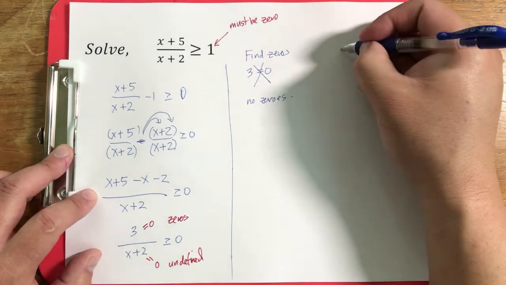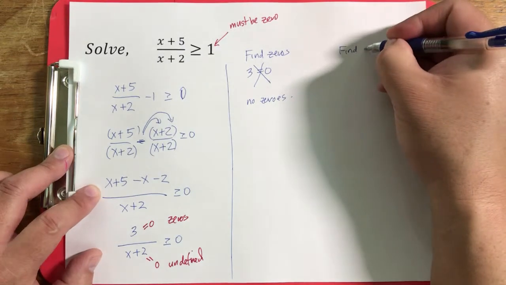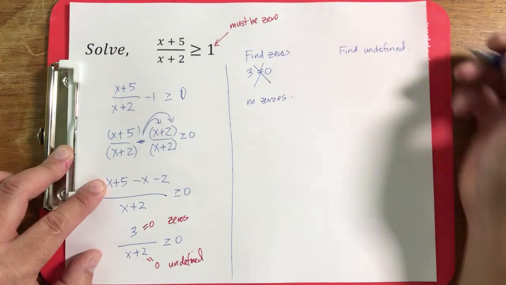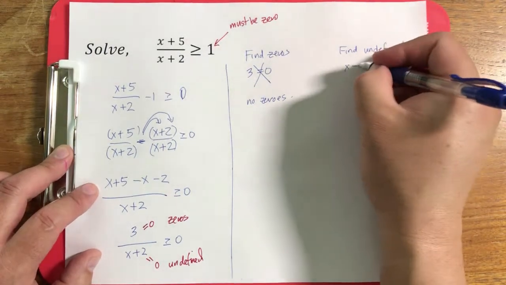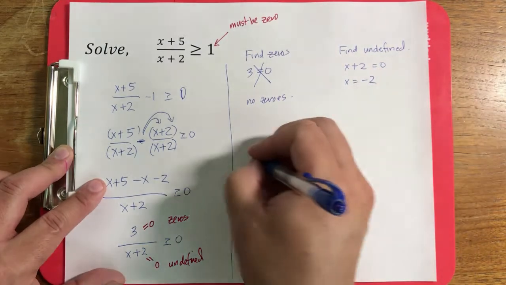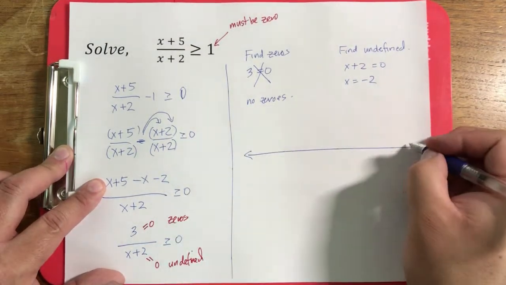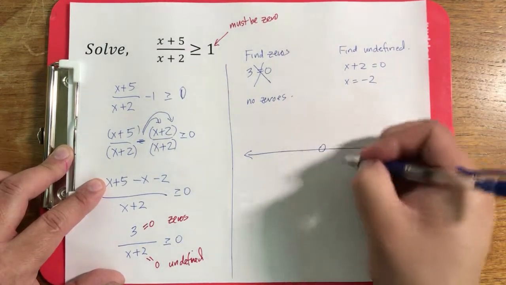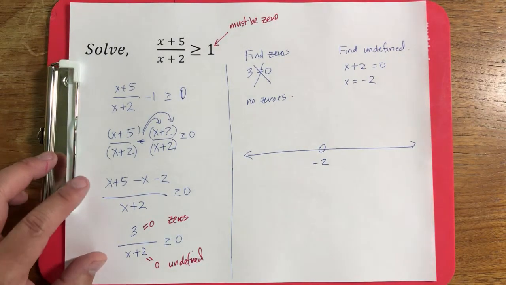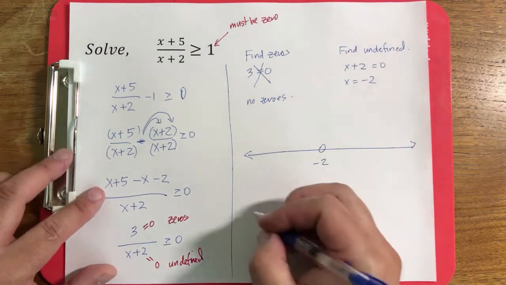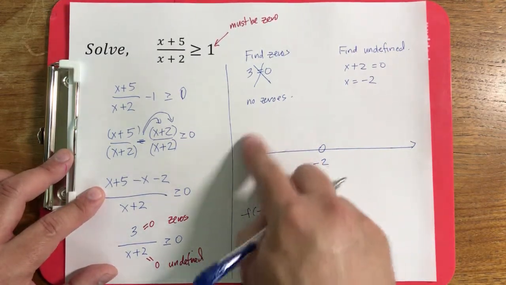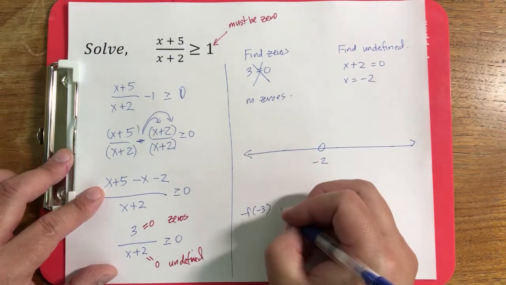So let's find our undefineds. Okay, so we have x plus 2 is equal to 0, x is equal to minus 2. So if we were to graph that, we would end up with negative 2 like that. So let's do our test points. f of negative 3, right? We're going to pick a point to the left of negative 2 when I plug that in here.